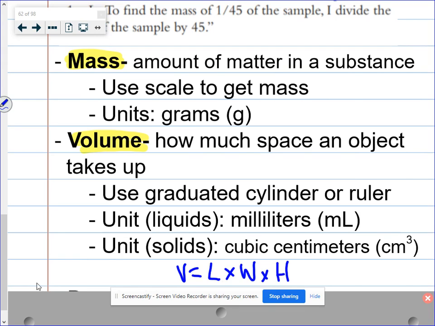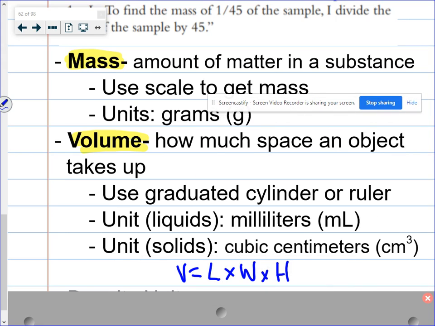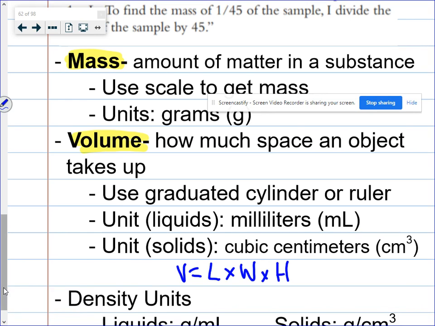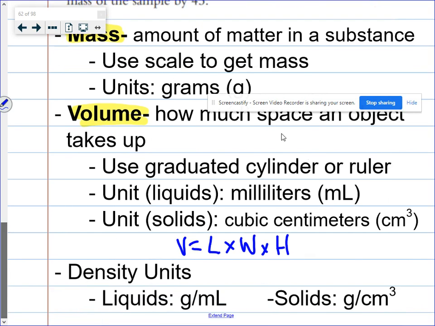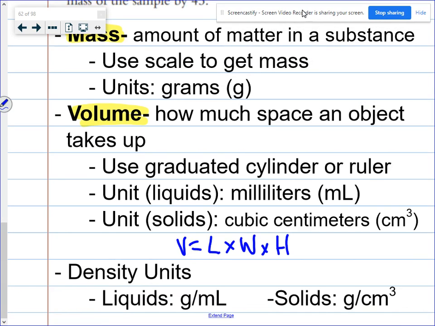Now, not everything is going to be rectangular shaped, and so we have different ways that we can record volumes though. So now that I know the units that I'm always going to be using when it comes to mass and volume, here are my density units. I'm always going to have grams on top.